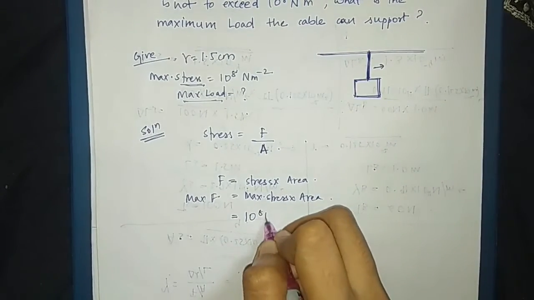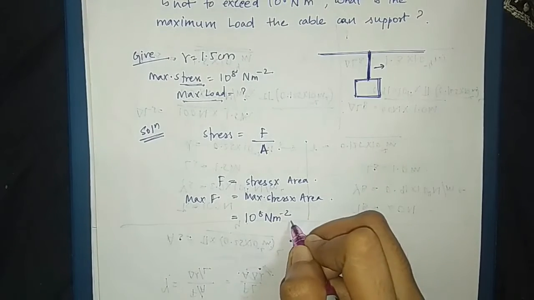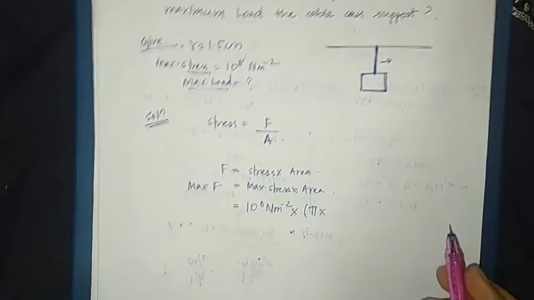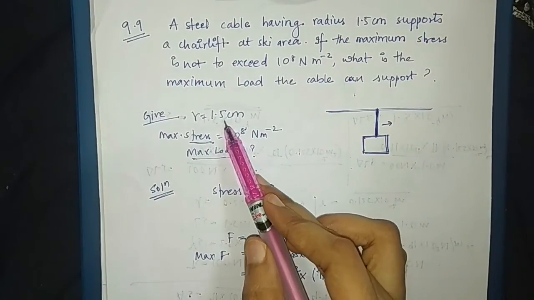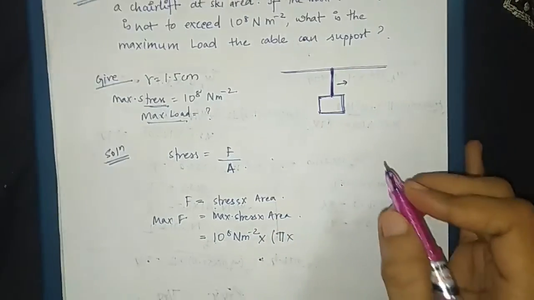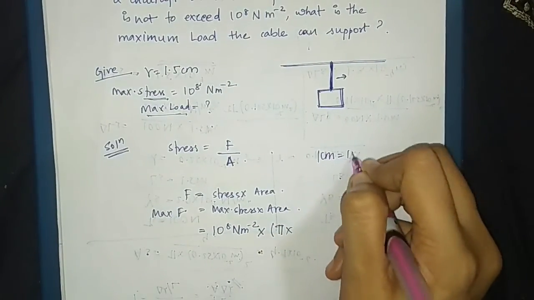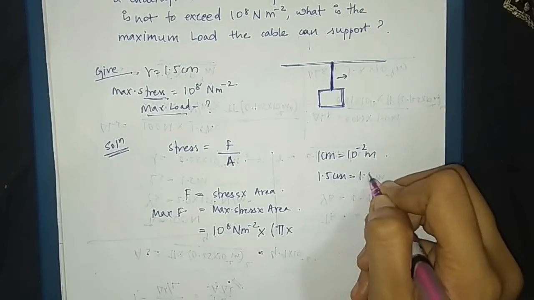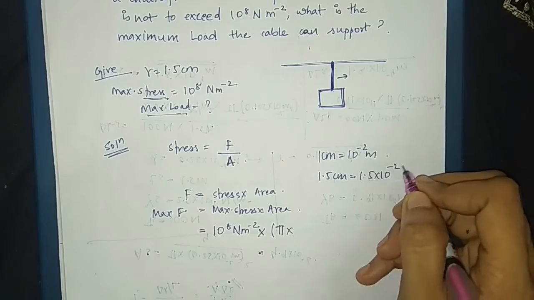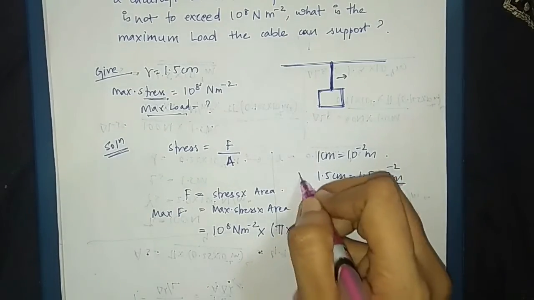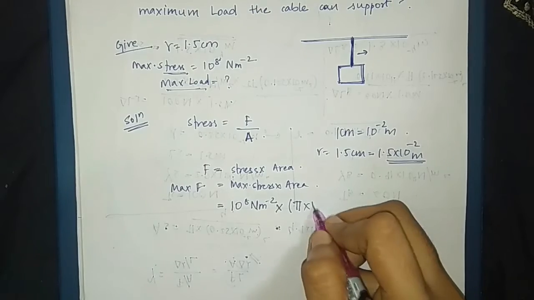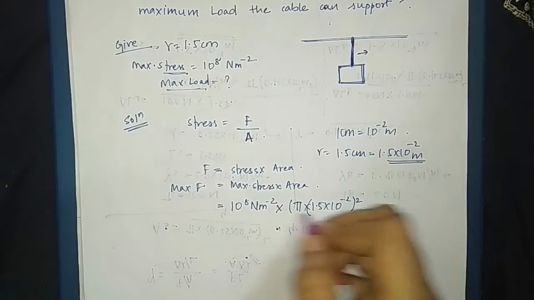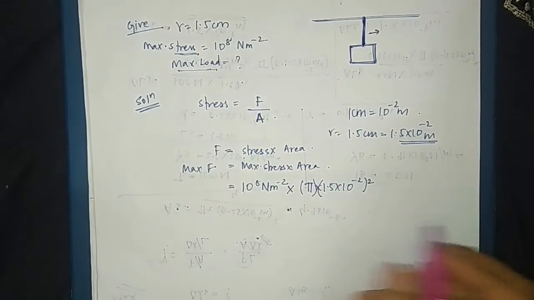The maximum stress is 10 raised to power 8 Newton per meter square, and the cross sectional area will be pi r square. The radius is given as 1.5 centimeter. Converting, if 1 centimeter is 10 to the power minus 2 meters, then 1.5 centimeter will be 1.5 into 10 to the power minus 2 meters. That's the radius, so pi r square will be pi times 1.5 into 10 to the power minus 2, squared.